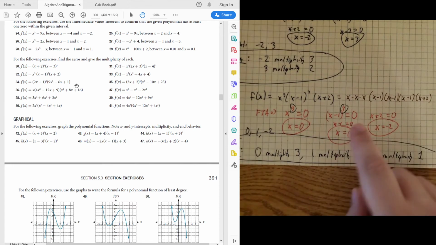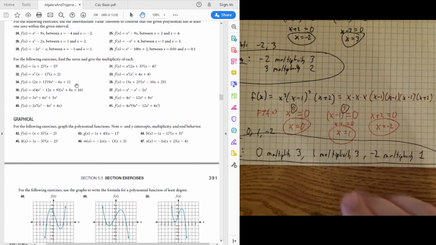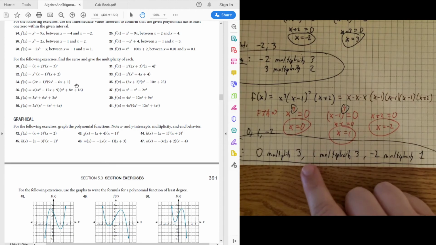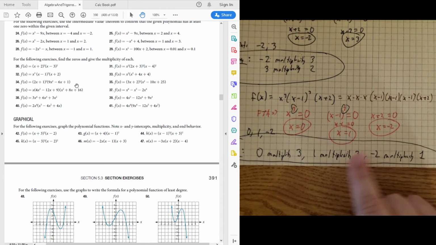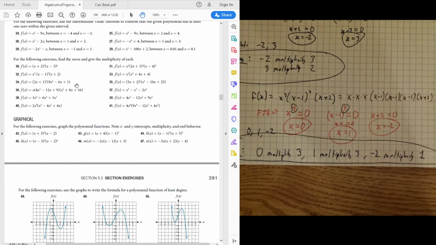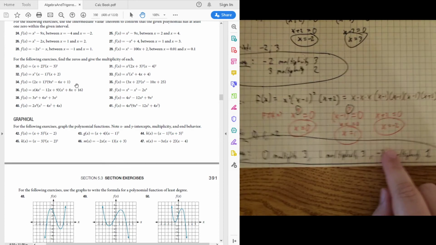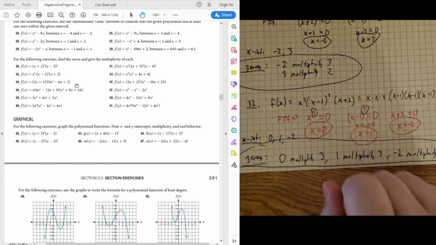And notice we get the same answers but have different meanings. 0 is an answer, but it's an answer 3 times. 1 is an answer, but it's an answer 3 times. Negative 2 is an answer, and it's only an answer once. This is multiplicity. Now, multiplicity, much like intercepts, is easiest done in factored form.